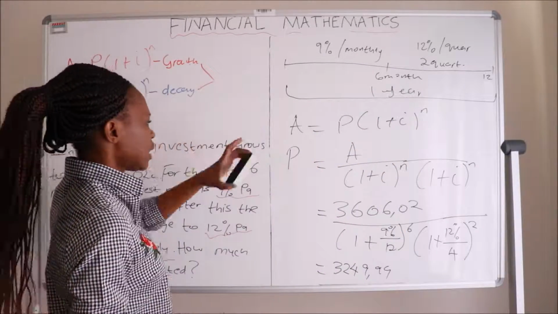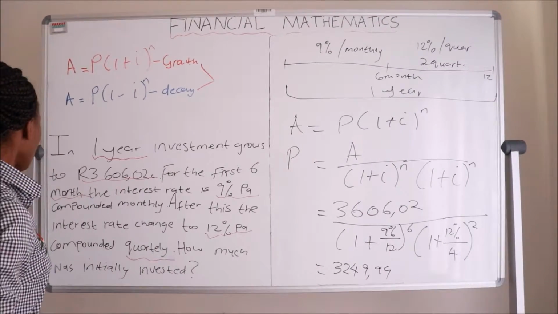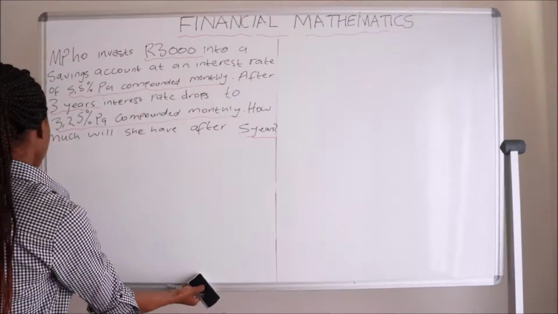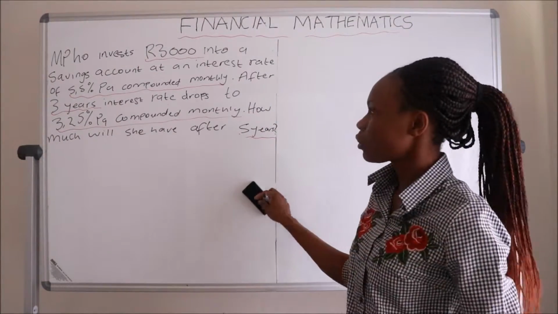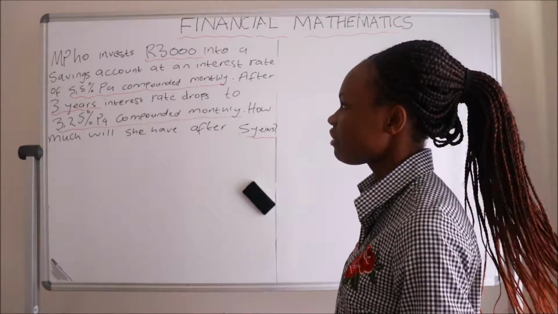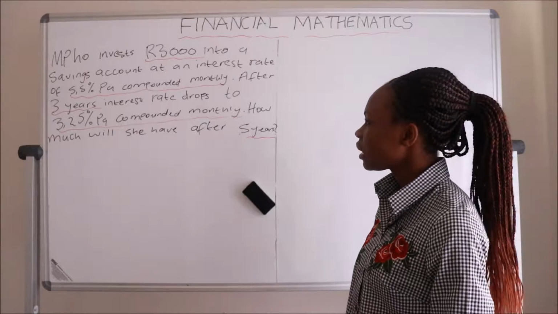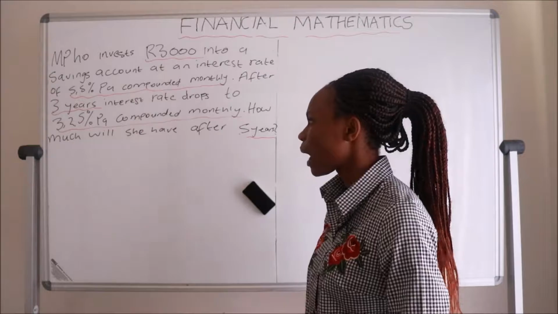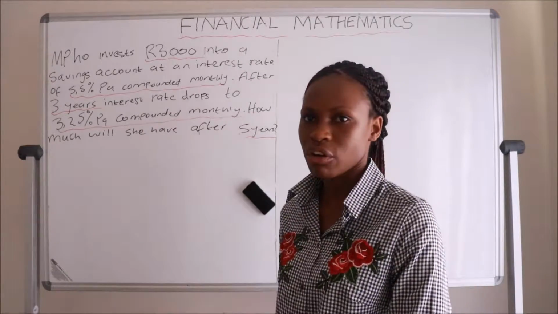Alright guys, I hope you understand this question. So let's move to the second question, where we will be looking at Mpo, who invested 3,000 into a savings account at an interest rate of 5.5% per annum, compounded monthly. After 3 years, the interest rate drops to 3.25% per annum, compounded monthly. How much will she have after a period of 5 years?